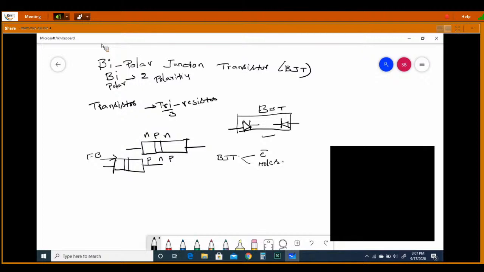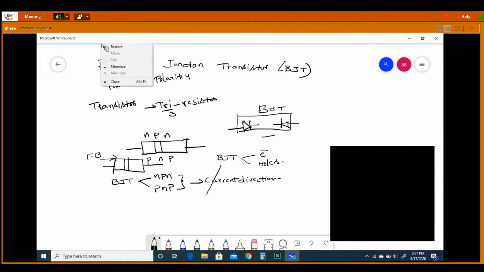Now BJTs are of two types. Bipolar junction transistors: one is NPN, another one is nothing but PNP. These are the two transistors we are having. Depending upon the current direction, we can decide whether it is an NPN transistor or a PNP transistor. Before going to this, I would like to draw the simple BJT construction so that you will get clarity.